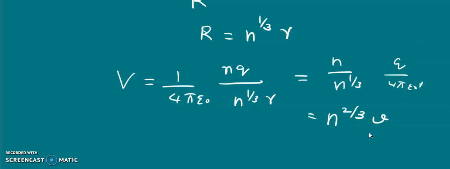When equivalent charged drops combine to form a single drop, we have to note that the total charge on the final drop is equal to the sum of the charges of the individual drops, and the volume is conserved. That means the volume before the process is equal to the volume after the process.